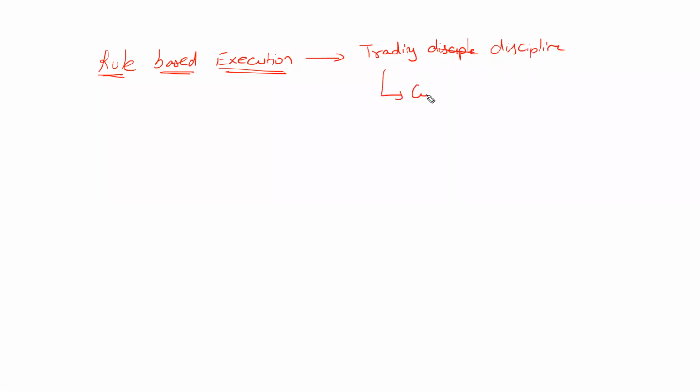It controls the emotions. See the word, it controls emotions. It doesn't remove the emotion totally. Rule-based execution always controls the emotion, keeps you in control. It reduces the emotions. So when I say rule-based execution, it talks about a couple of things: when to buy or when to sell. It also talks about when to short the markets, when to short or when to cover your shorts.